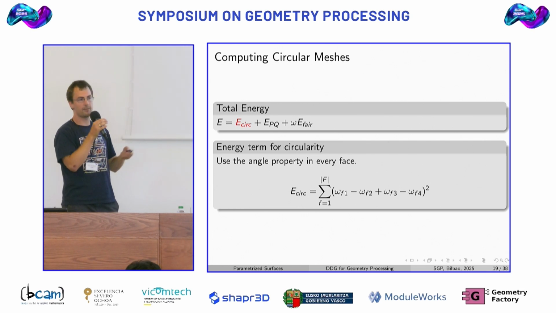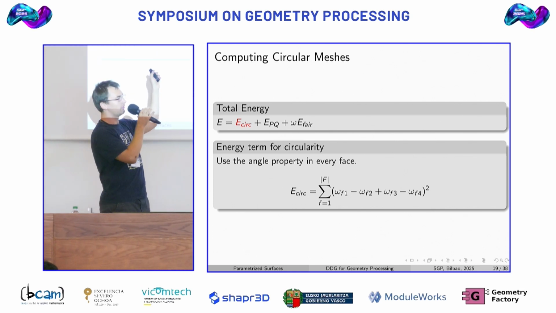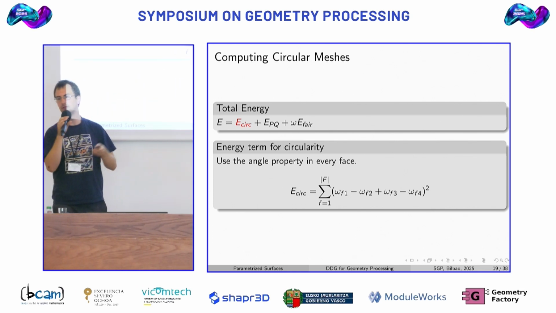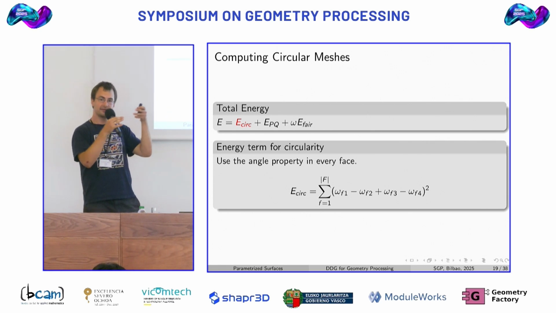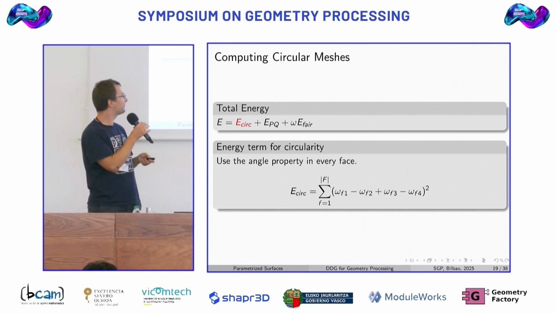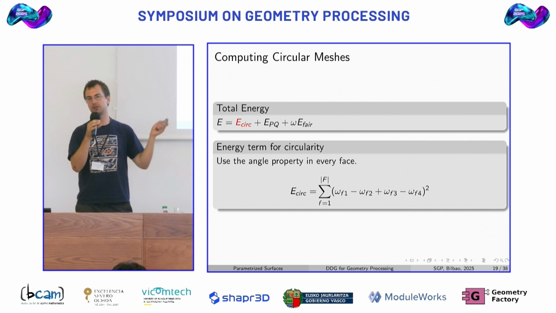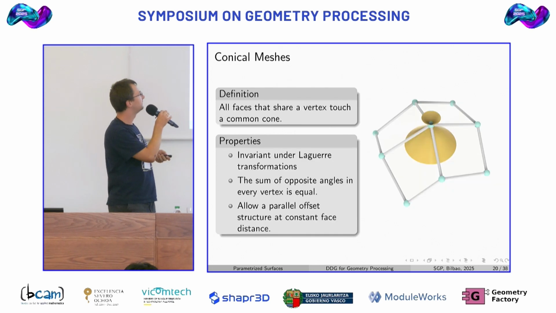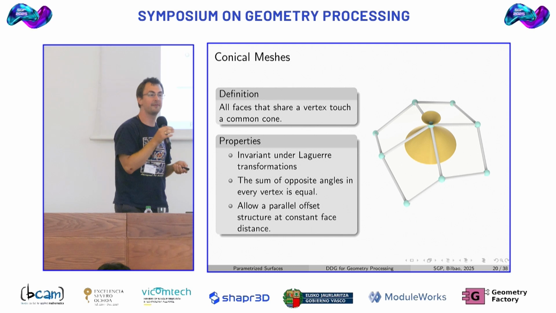We can obtain them through optimization again, and for example, the angle property can be used. Optimizing the angles to have this property, that the sum of opposite angles in every quad is equal to pi, makes every quad a circular quad. Conical meshes have a very similar flavor.